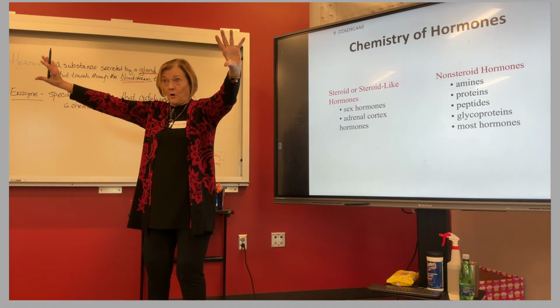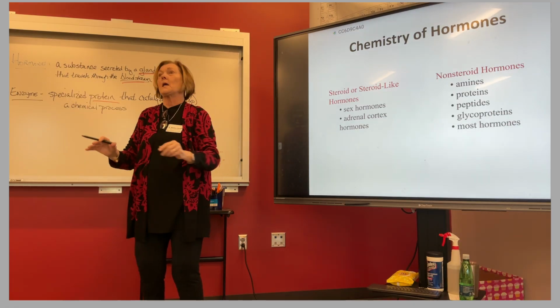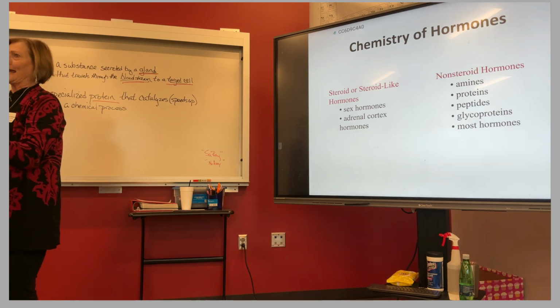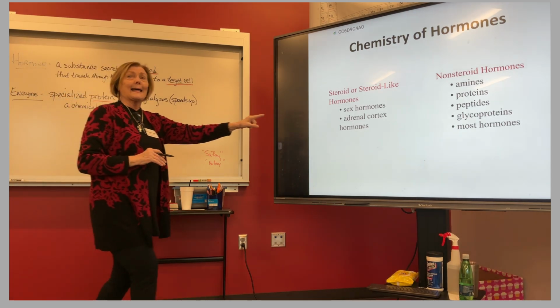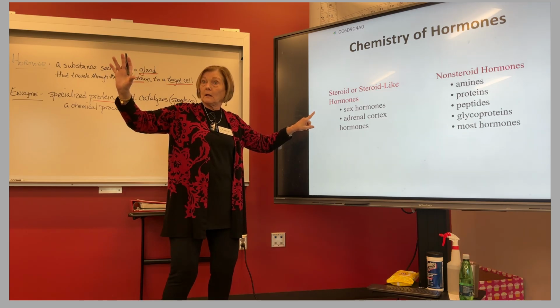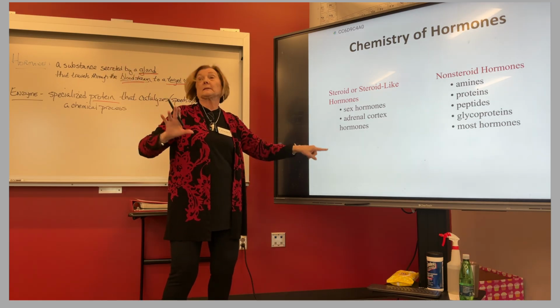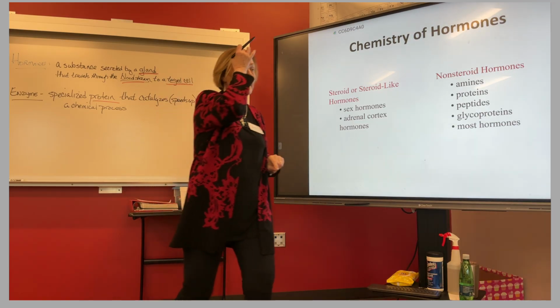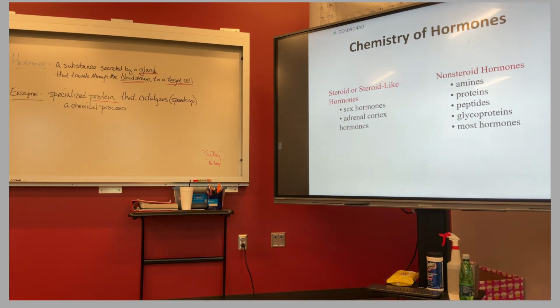Two categories of hormones. Steroid or steroid-like. What category are these? Of the big four, which category? Lipids. They're lipids. Important that you recognize that. When you write that on the thing, it says lipid soluble, that would be steroid or steroid-like.